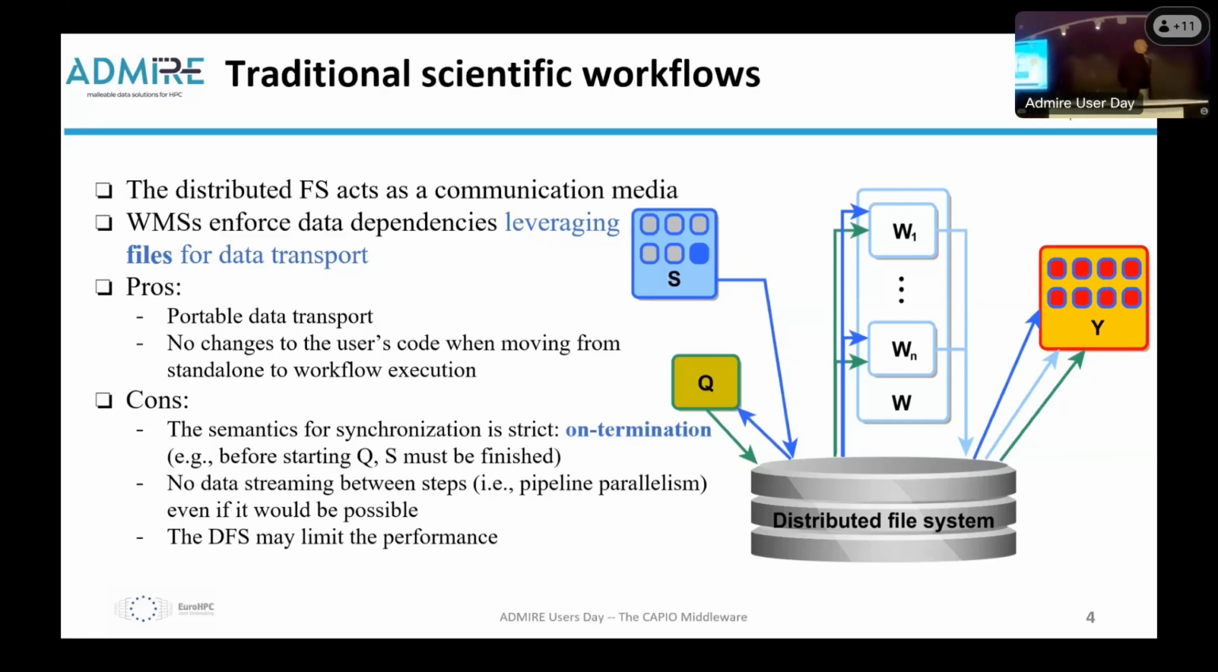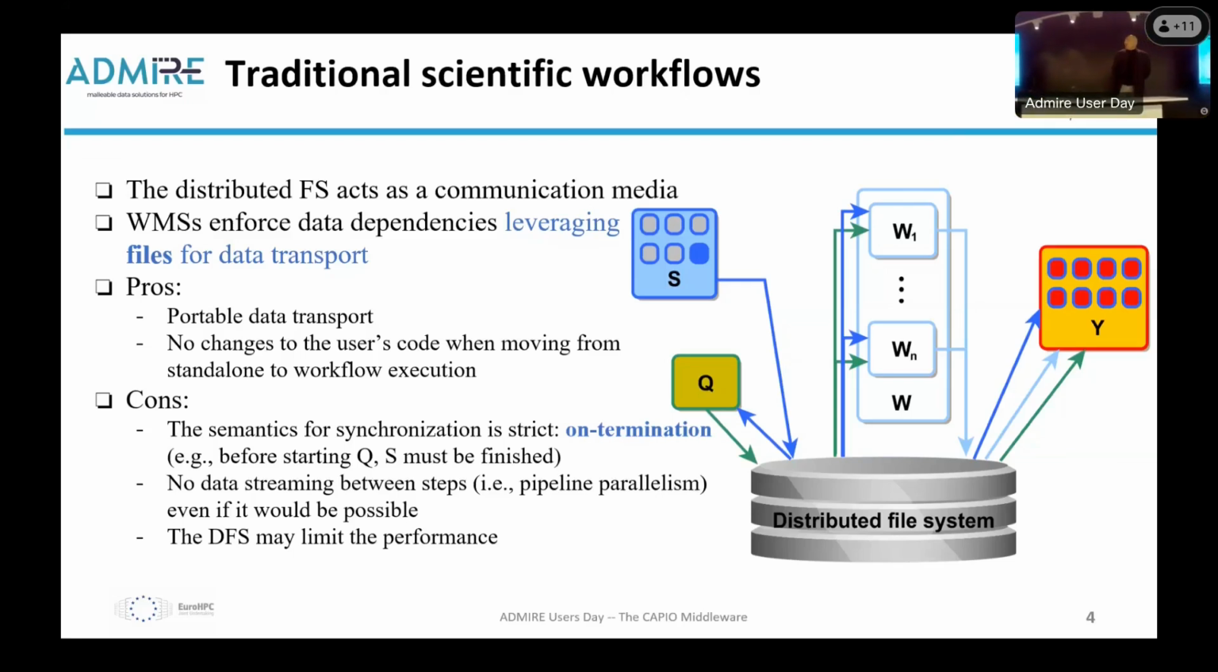The advantage of this traditional, old-style model, if you want, is that it is very portable, because we can develop our application standalone, and the same application can be used inside a workflow without touching anything, because we leverage files. On the other hand, lots of optimizations that you can imagine are not possible in this case. For example, if we want to exploit some form of pipeline parallelism between these different components with the file system, it's quite hard.